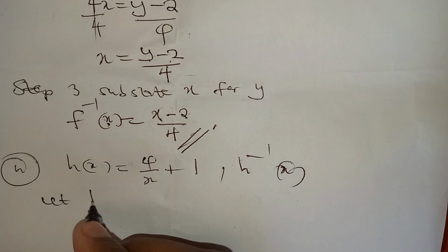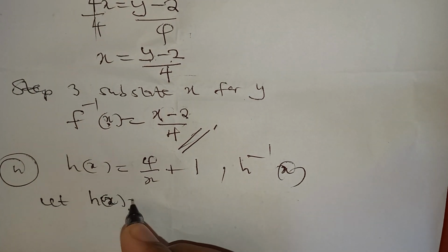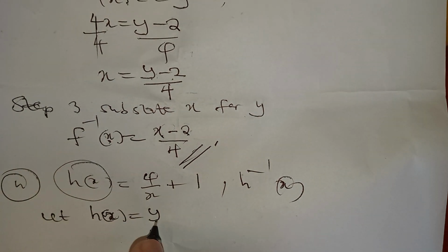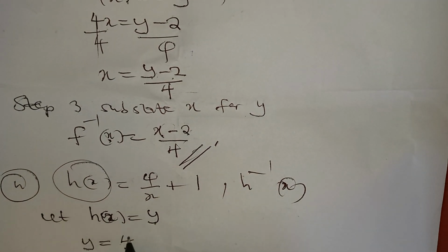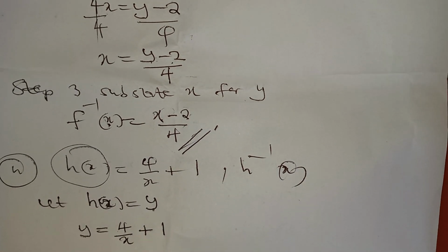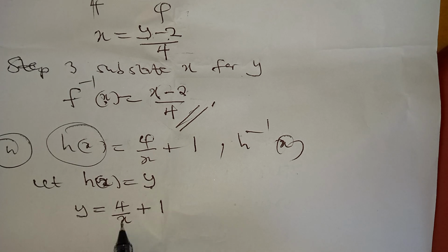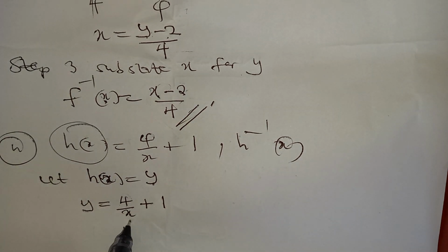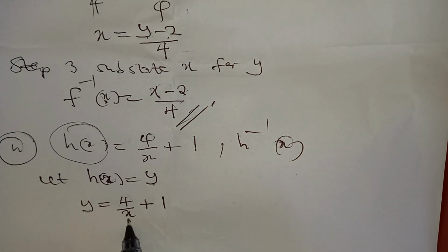So we say let h of x equals to y. So that means this part will be substituted with what? Y. So y is equals to 4 over x plus 1. Now, after doing that, we make x the subject of the formula. I remember I gave you a situation where we have a denominator like that. So let's deal with the denominator.